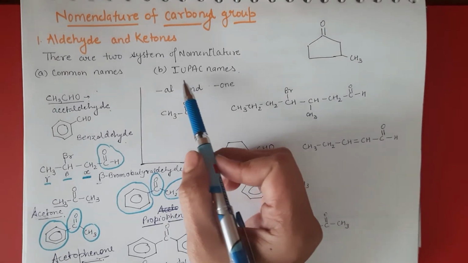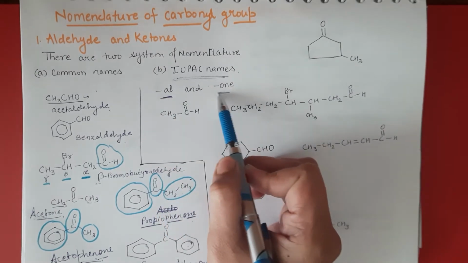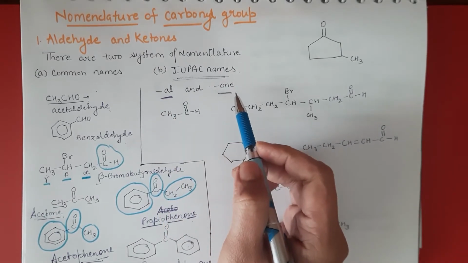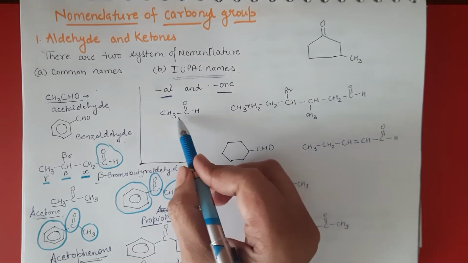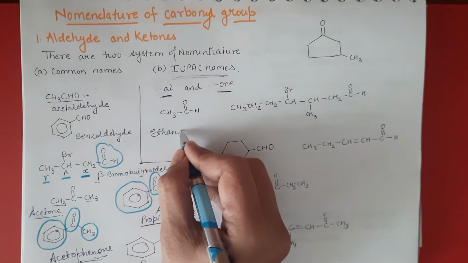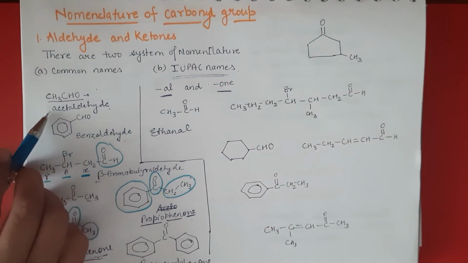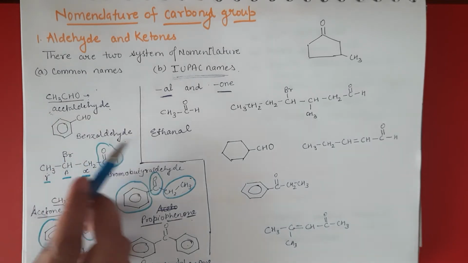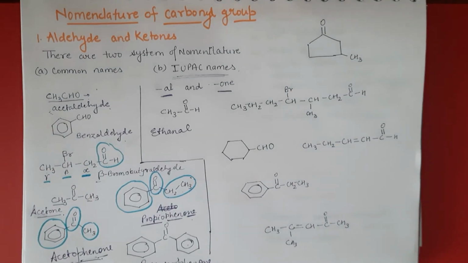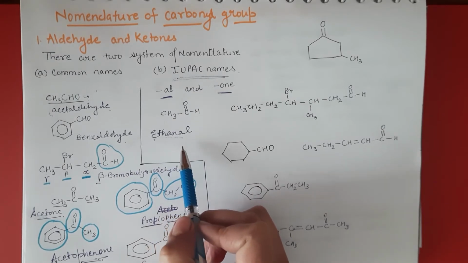Here you can see some of the IUPAC nomenclature. We use Al for aldehyde, ONE for ketones. So the name of this group is ethanal. Okay, ethanal. In common name we call it as acetaldehyde, and in IUPAC nomenclature we call it as ethanal.